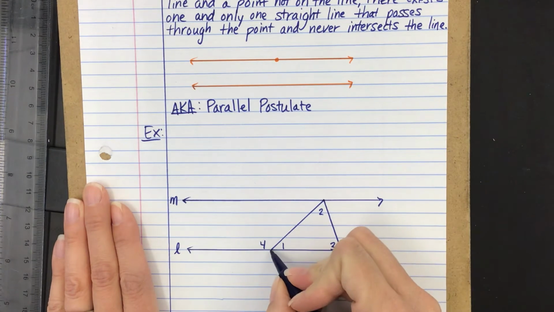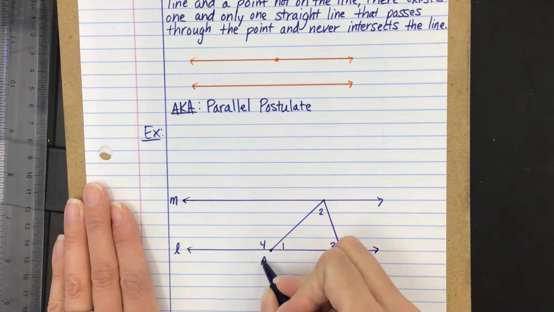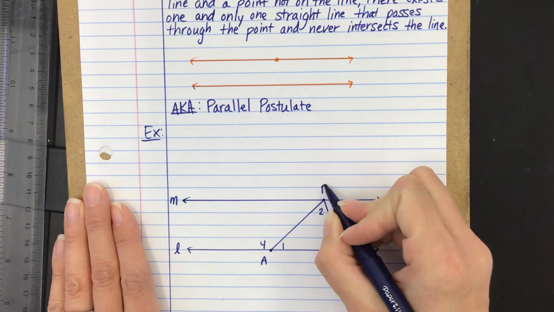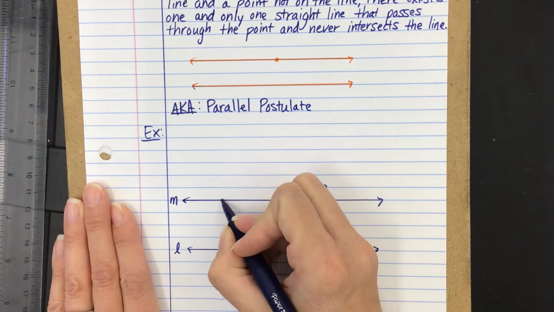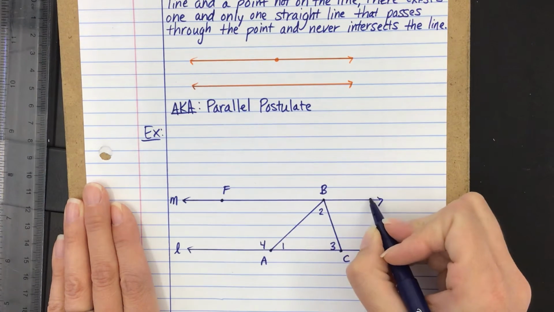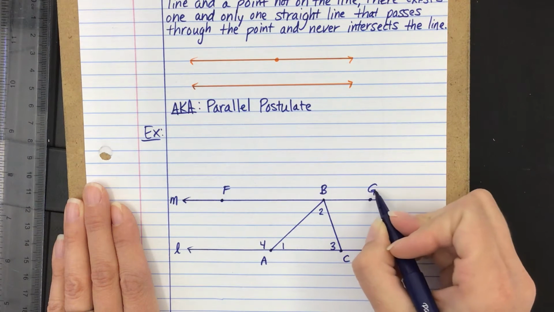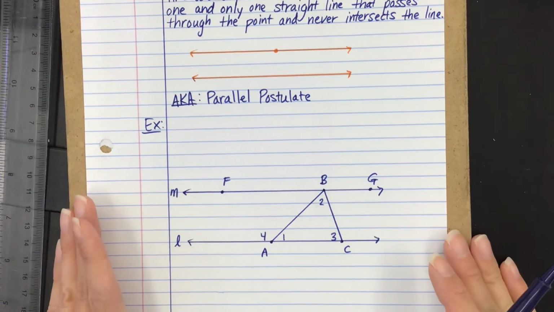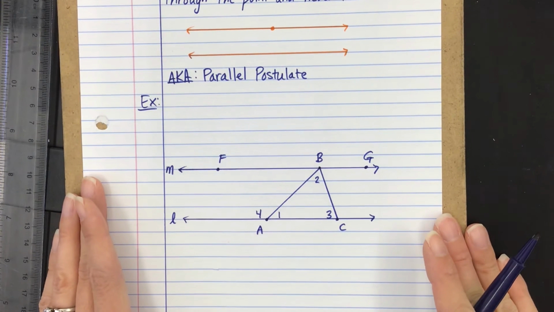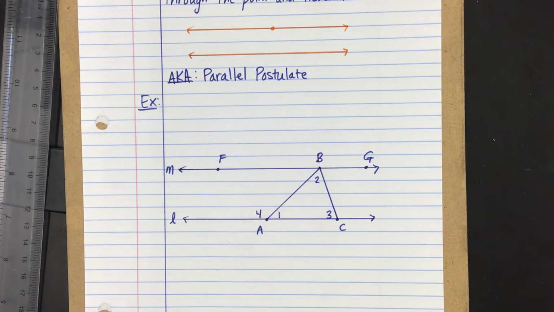I'm gonna put a few points on here too for the triangle, and then also on the line, just so we can discuss some of these angles. Okay. I'll get your picture down, and then we're going to discuss this.